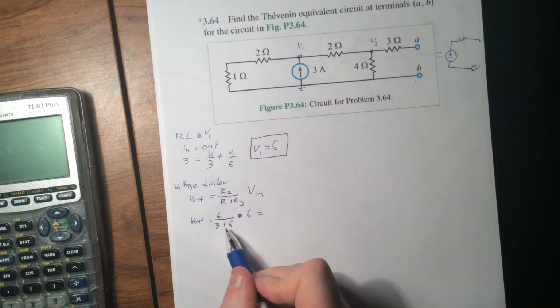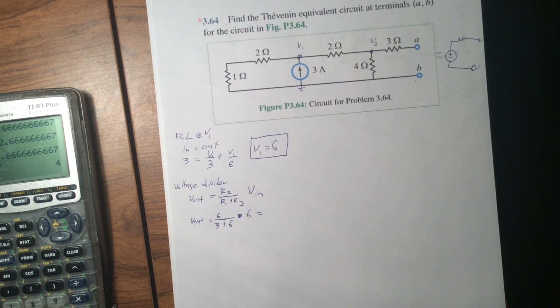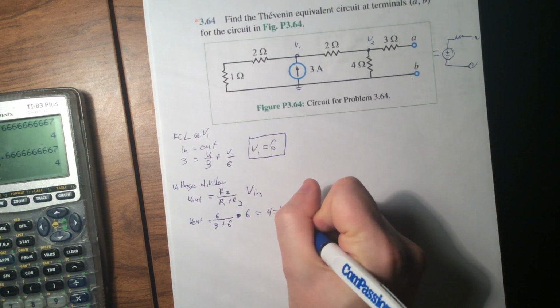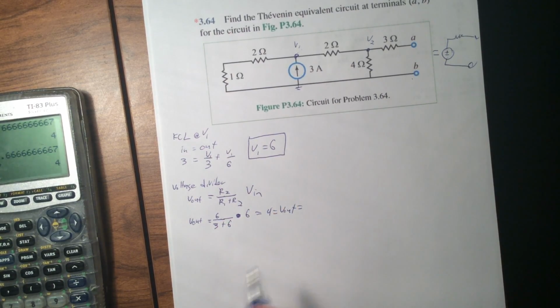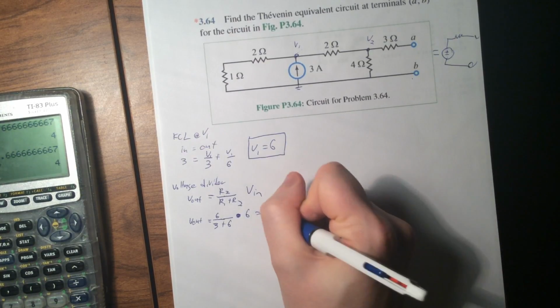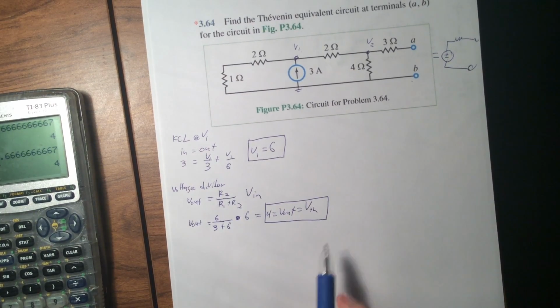And so that's going to equal 6 over 9 times 6. Let me do this in the calculator. 6 divided by 9 times 6 equals 4. And that's going to be V out. That's also going to be something important to us. This is called the Thevenin voltage. So we're going to store that in a box. I'm going to show you what to do with it in a minute.